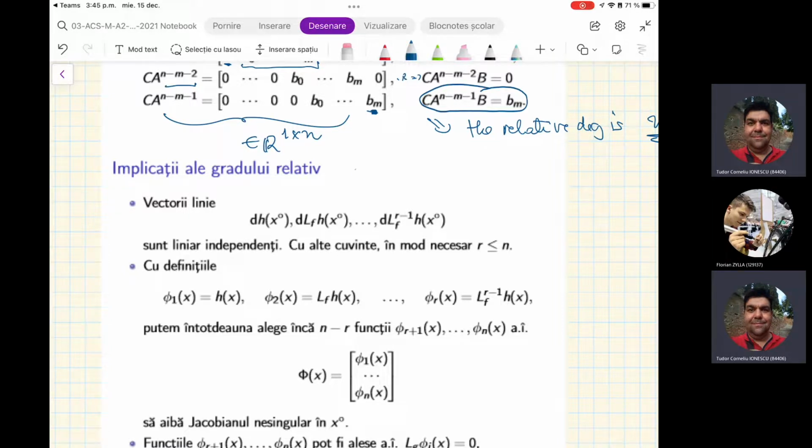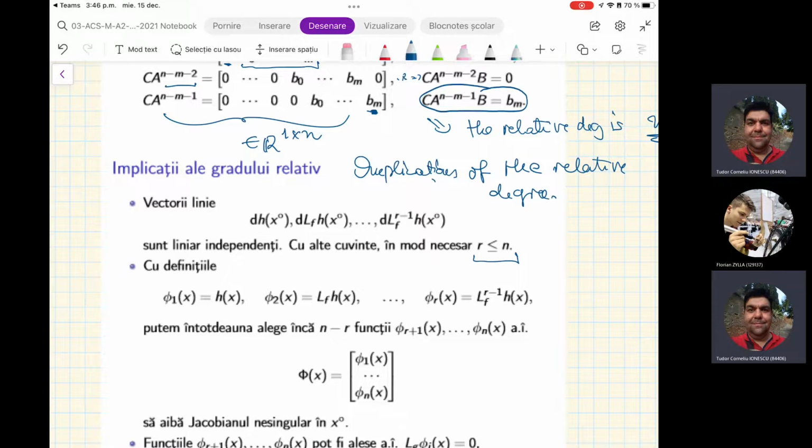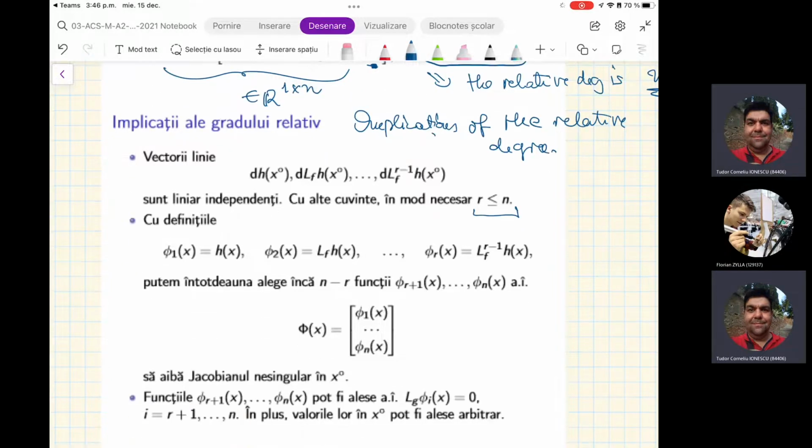So we have some implications of the relative degree. So we have this line. These vectors are all independent. So necessarily, the relative degree is always less than or equal to n. And we make these definitions, and we can use these things. This function might have a non-singular Jacobian. So essentially, we want to create with these Lf's a coordinate transformation.